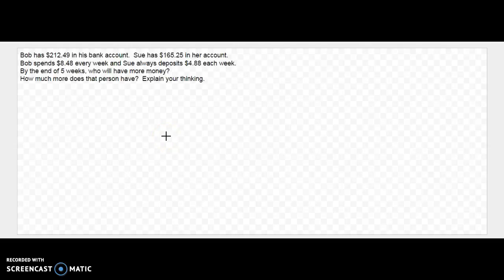Okay, mathematicians, it is time to take a look at your math puzzler from last week. This was math puzzler number 2.